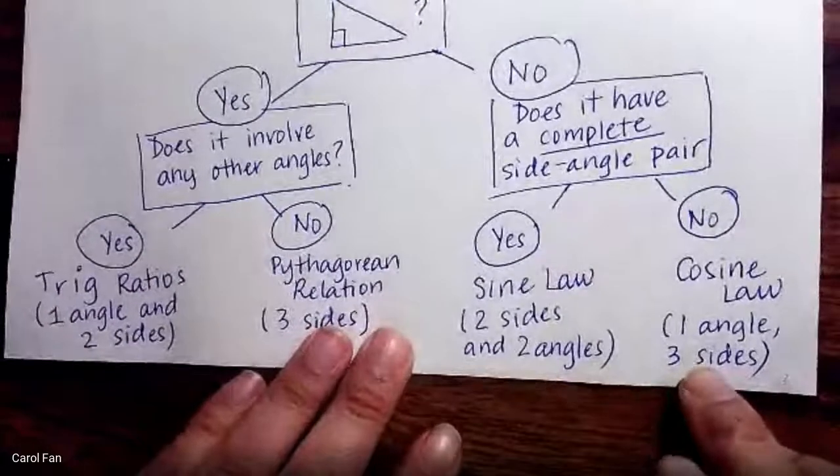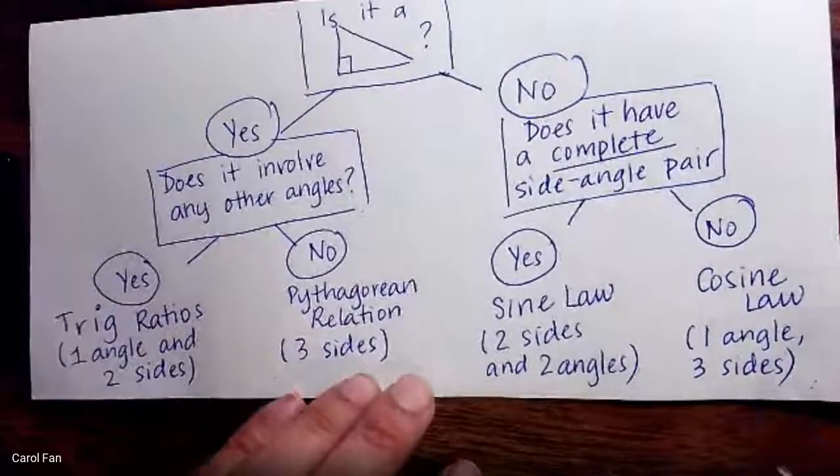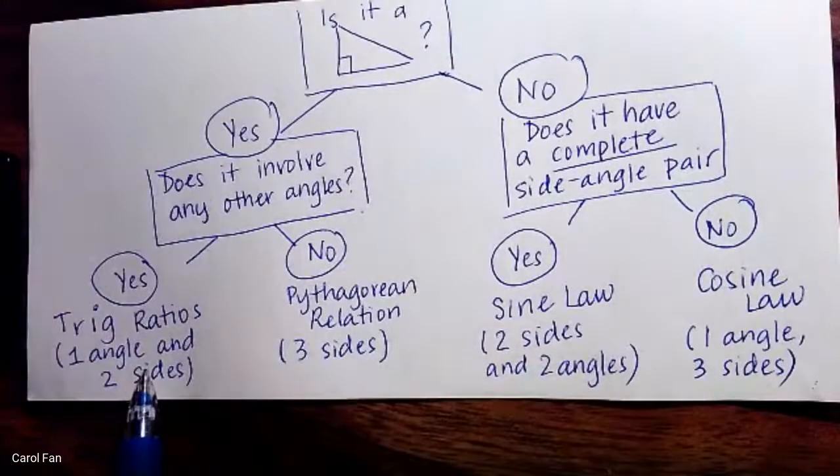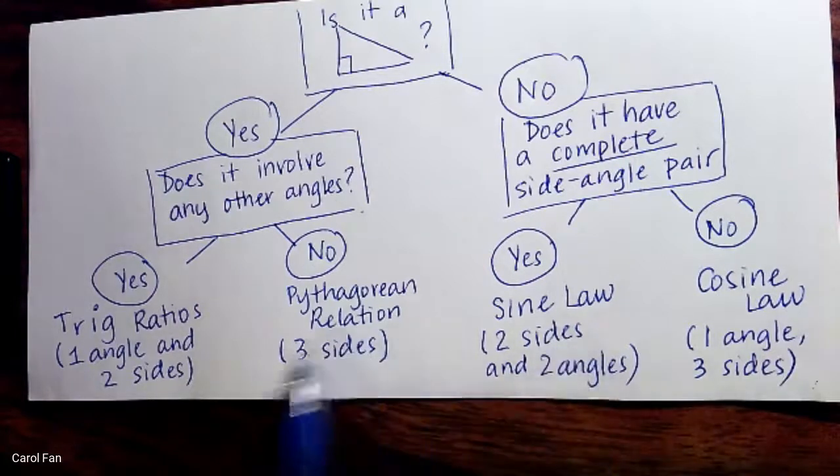Okay, so let's clarify once more. When I talk about all of these things that it includes, one of these things will be missing, and you're going to be using the law or the relation or the ratio for you to solve it.